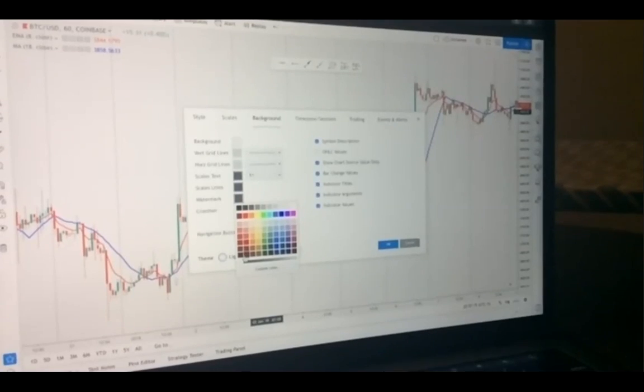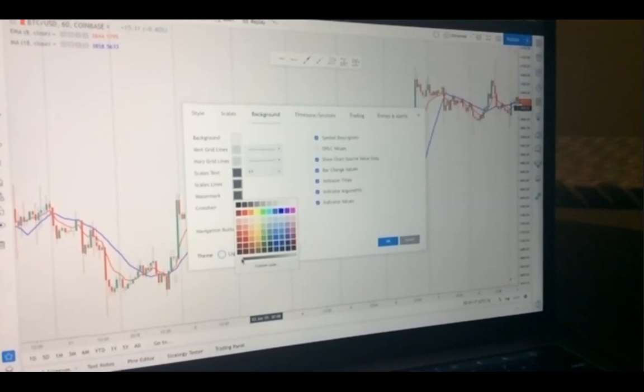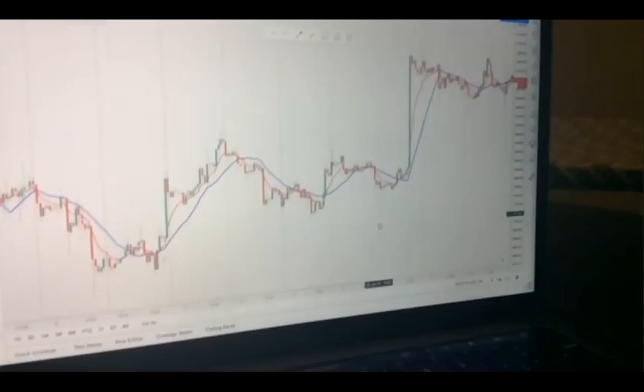Right click on the chart. Settings. Yep. Go to background, and then it's going to be watermark. Perfect. And go ahead and make that fully transparent. Slide that all the way to the right. Yes, sir. Gotcha. Perfect. There you go. Thank you.